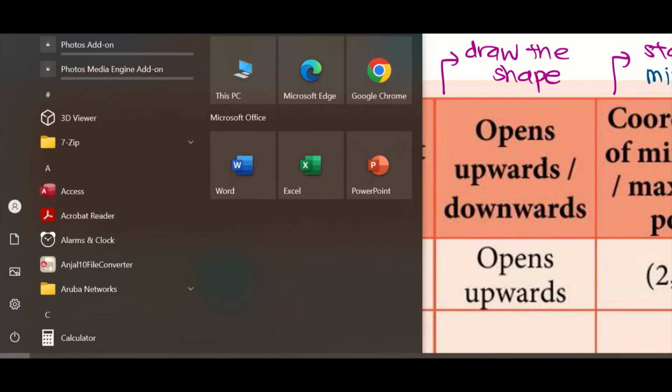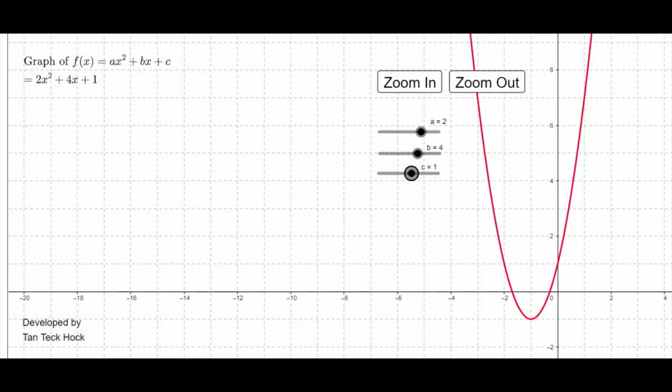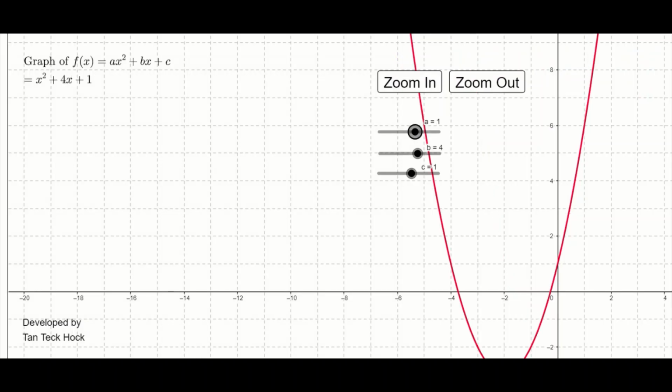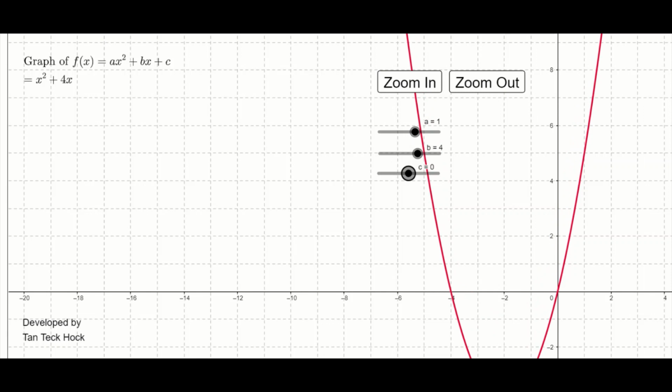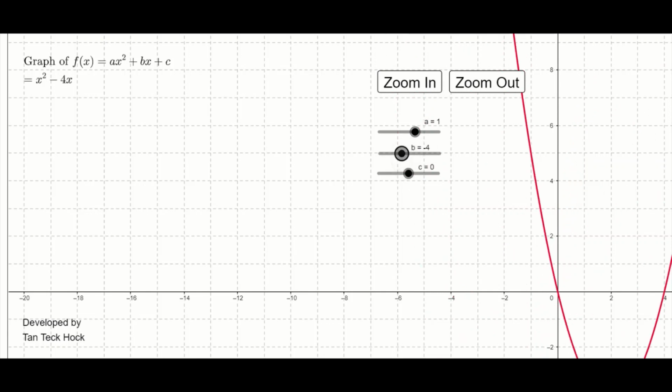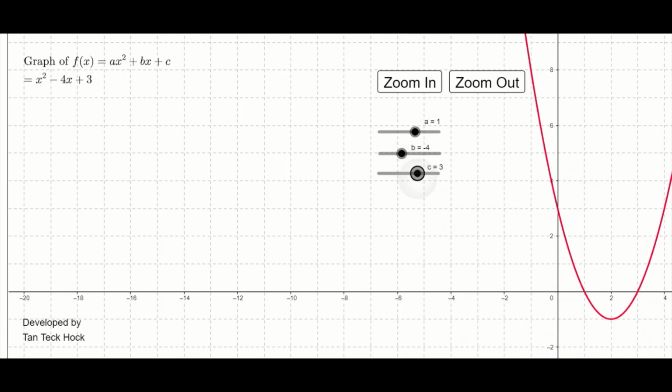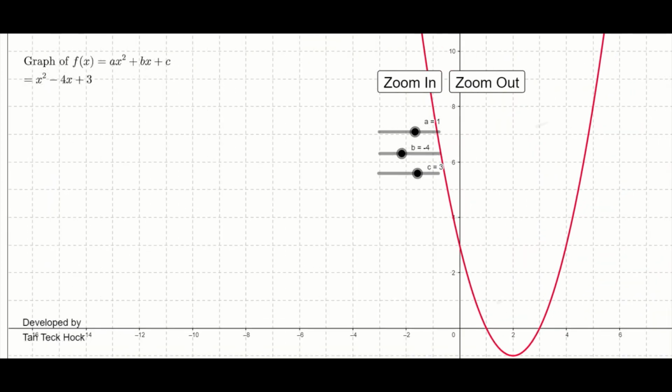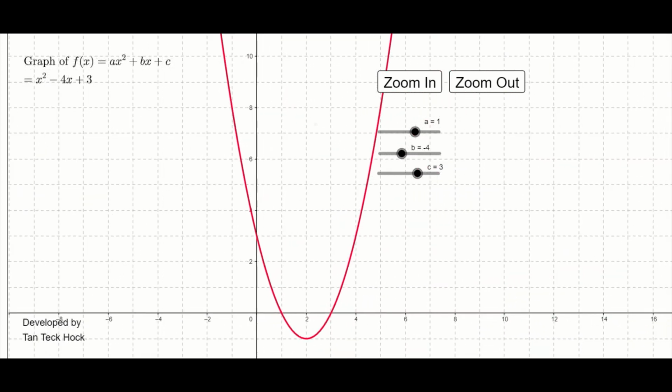After I know my A, B, C, now I go back to this. My A is 1, so I put A is 1. My B is negative 4. And my C is 3. So then this will be my curve. This is just one example, so you just need to look at the animation.